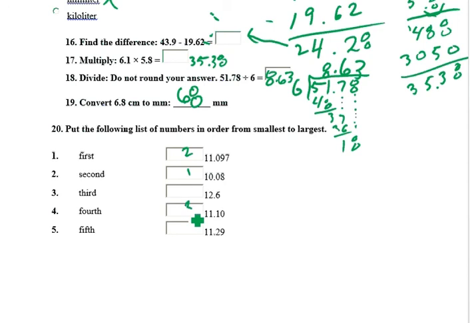Then 11.29 is bigger than 11.10. That's $11.10. This is $11.29. And that leaves 12. So number 5, the very largest.